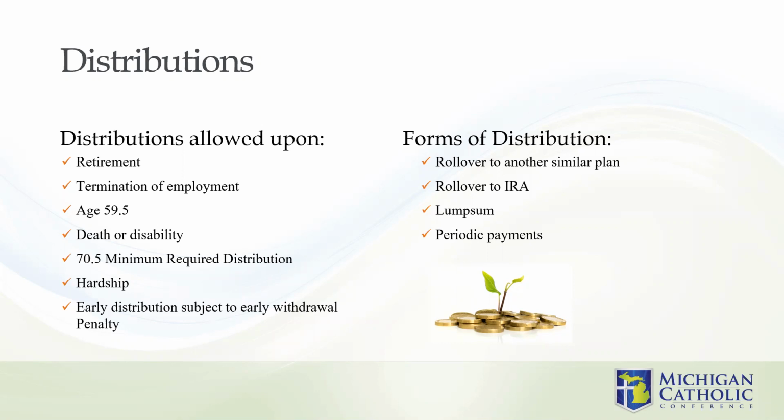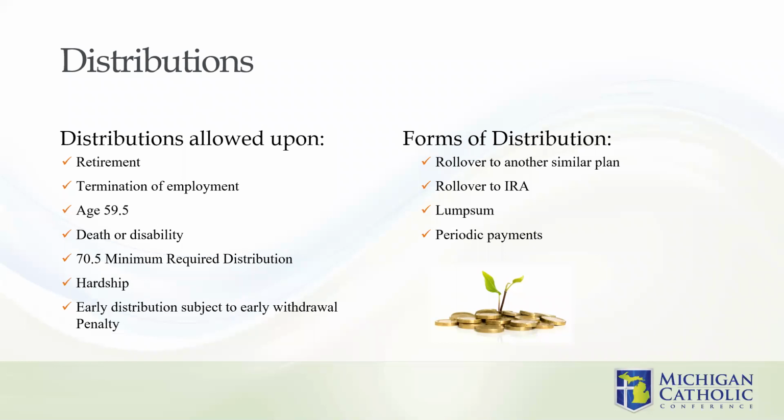We do want to make sure that everybody's aware that any early distribution is subject to an early withdrawal penalty. So an early distribution is before somebody's 59 and a half. There's typically a 10% penalty that's tacked on to any taxes that would be payable on that distribution. Not all distributions are taxable. A distribution that's a rollover, whether it be to another similar plan, another 403B or 401K, or a rollover to an IRA, those are not taxable events.